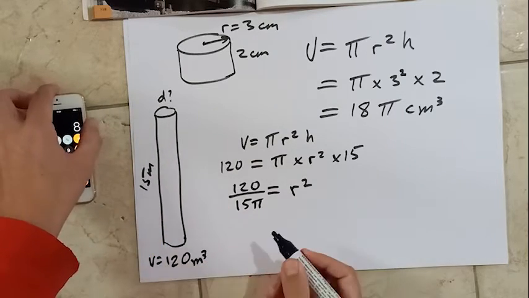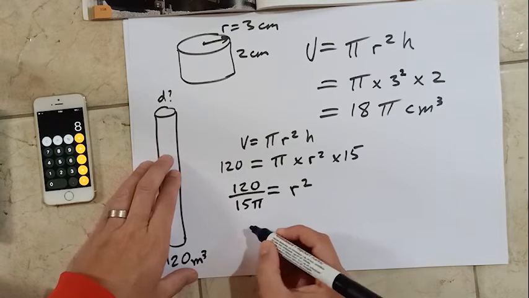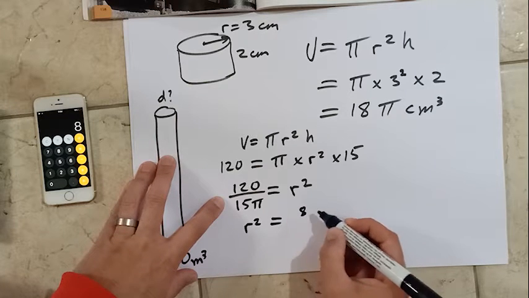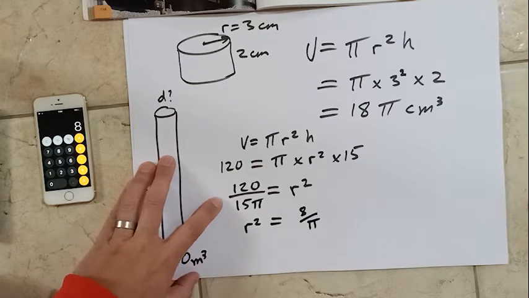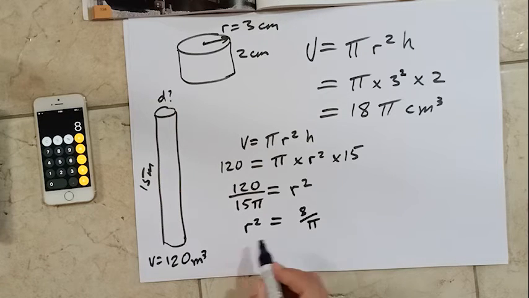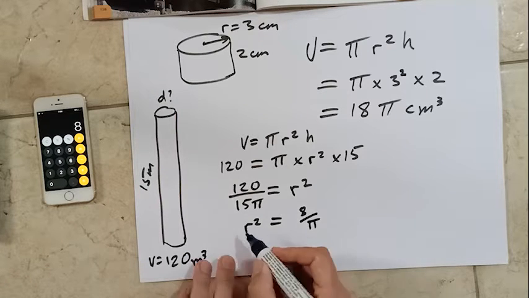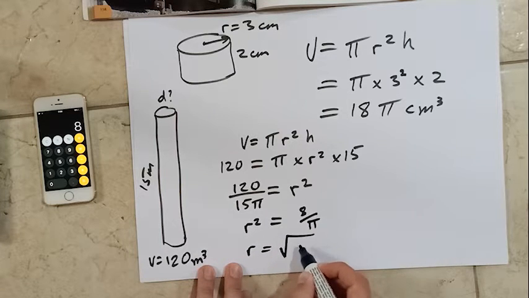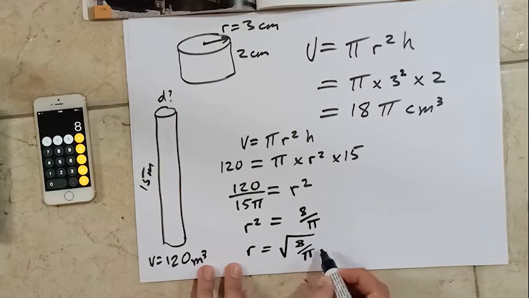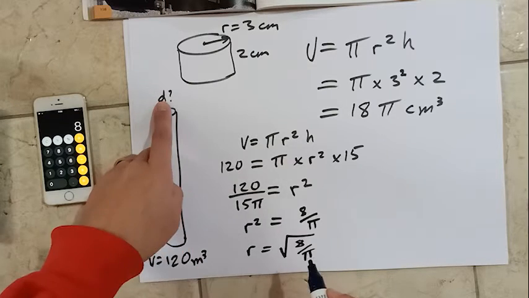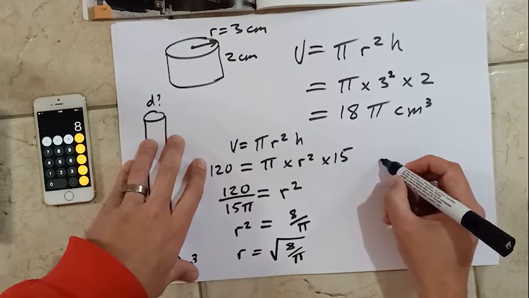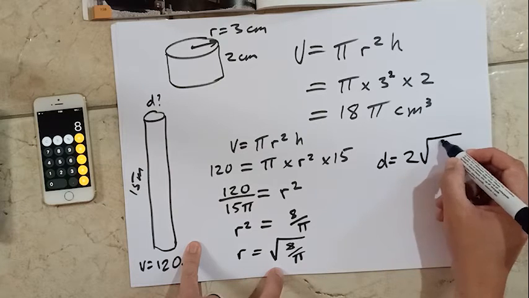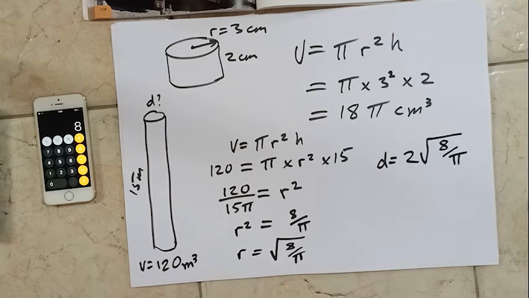Okay, we tend to put the unknown on the left. So let's put r squared equals 8 over pi. So I'm leaving pi in as long as possible. Now I want to get the r on its own, so I've got to square root this. So r equals square root of 8 over pi. But I actually need to know the diameter. And the diameter will be twice that. 2 root 8 over pi.